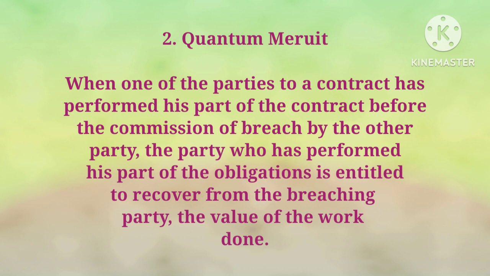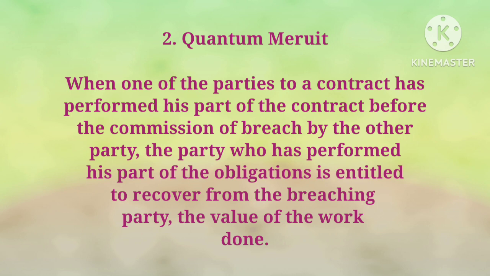So let us understand this with the help of an example. If A and B have entered into a contract and A, who has already performed a part of the contract, is prevented by B from performing the rest of his obligation under the contract, then A can recover from B reasonable remuneration for whatever he has already done. So here A and B have entered into a contract for certain work, and what happens is that A has performed his part of the obligation under the contract. Now B is preventing A from performing the rest of A's obligation under the contract.